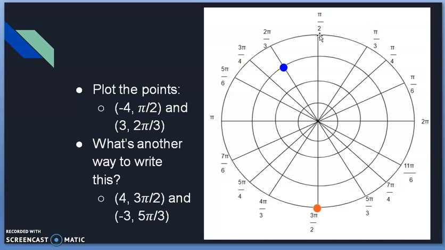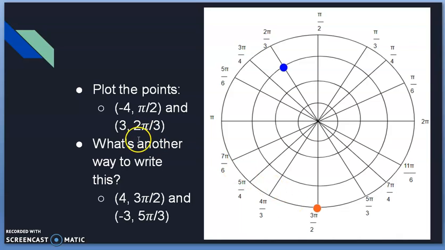Again, this has a negative r value, so we have to consider that. So we're going to go across the polar plane and go down 1, 2, 3, 4, and this gives us a point right here. And then we know another way to write this is (4, 3π/2), because this is 1, 2, 3, 4 units out, and has an angle of 3π/2.